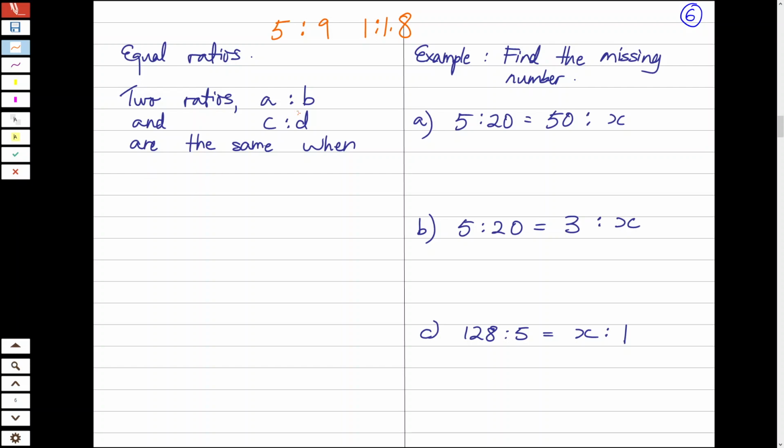So, two ratios, A is to B and C is to D, are the same when the following is true. A divided by B is the same as C divided by D. Your textbook doesn't really emphasize this much. It's buried in one small example at the end.